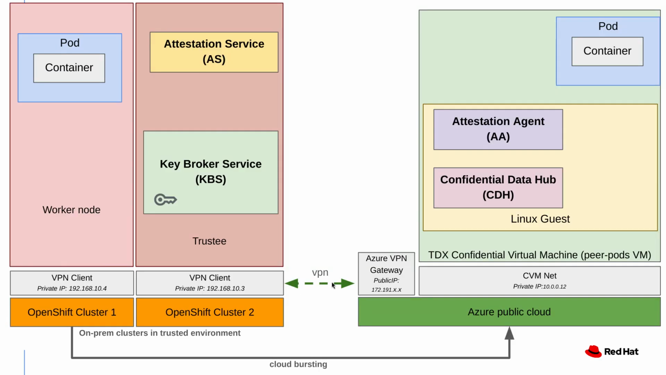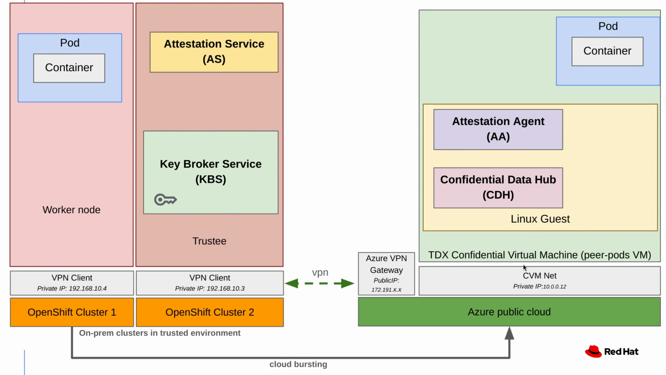So this is the full picture of this demo. The left part is the on-premise clusters. We assume that the on-premise clusters are in a trusted environment. We deployed two clusters, cluster 1 and cluster 2. Cluster 1 will be used for running the workloads, and cluster 2 will be used for running the trusted services.